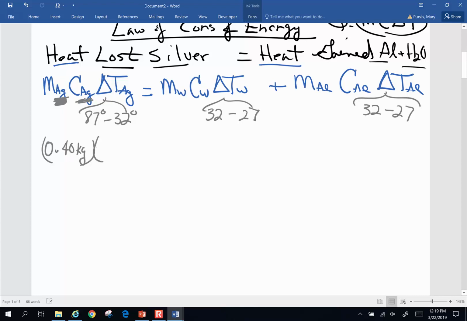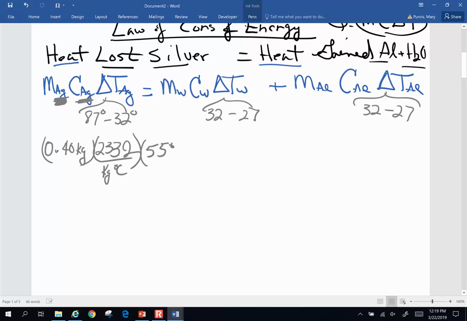Specific heat of silver, you can look that up on your physics constant sheet or in your textbook or online, and that should be 233 joules per kilogram degree Celsius. And our change in temp is 87 minus 32. You know what? I'm going to use my calculator because I don't want to say the wrong thing. And that is 55 degrees.